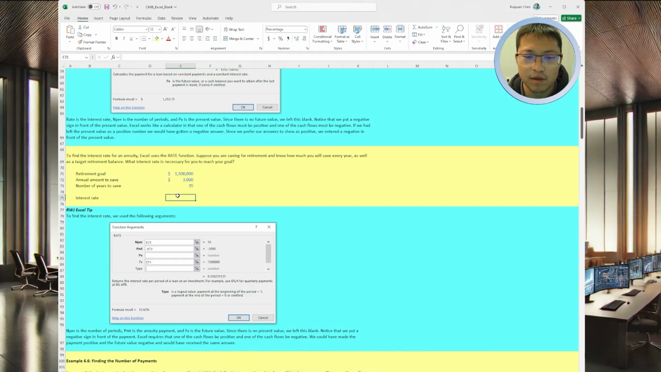So the next thing is about the interest rate. Let's say we have our retirement goal is 1.5 million, right? We want to save our money 3,000 per year, and the number of years to save is 35 years. Right? If this is our goal, what is the interest rate necessary for us to reach the goal?